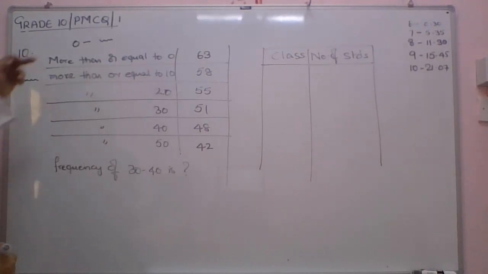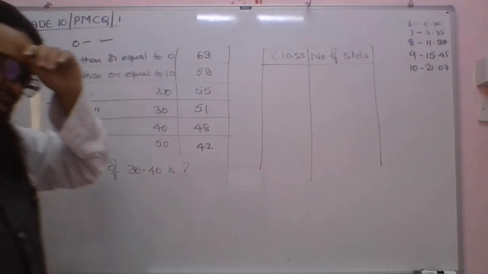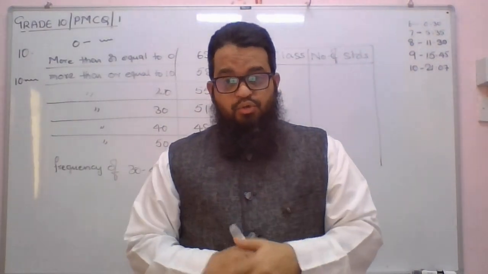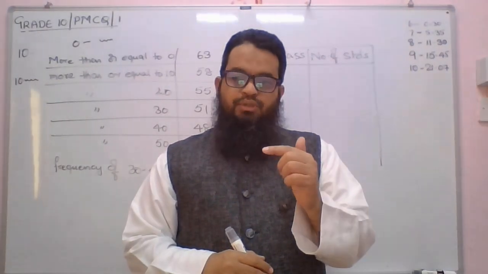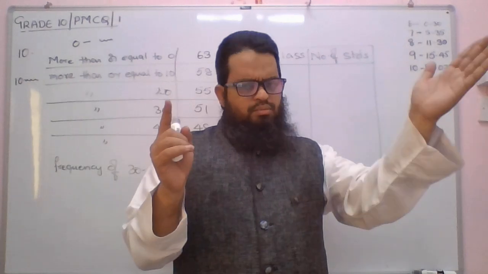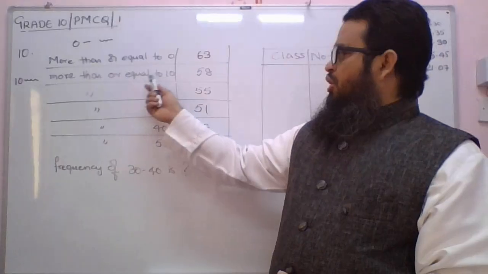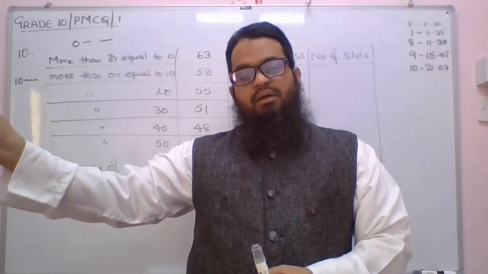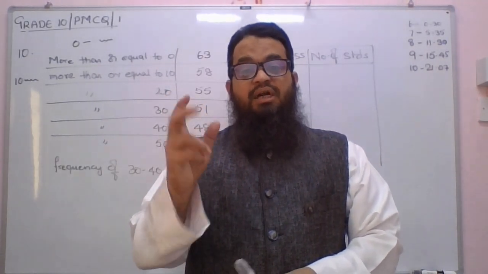That means, in between 0 and 10, how many are there? See, more than 0 it is 63. Now more than 10 is 58. So let us make it simpler. Suppose there are 35 students in your class. More than or equal to 0 means from 0 to maximum marks, 38 students are there. Okay. Now more than or equal to 10 means the students who got 10 or more, till 80. So let us say there are 30 students.